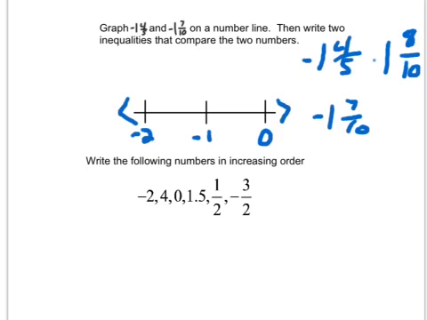Okay, so plot these on the number line. I've got -1 and 7/10 and -1 and 8/10. And then I'll label them. -1 and 7/10. And when I label the -1 and 8/10, I'm going to use the original number it was, so it's -1 and 4/5. Okay, so let's write two inequalities that compare the two numbers. So they just want to know how to compare each other. So let's compare -1 and 4/5 to -1 and 7/10 and see how they compare.